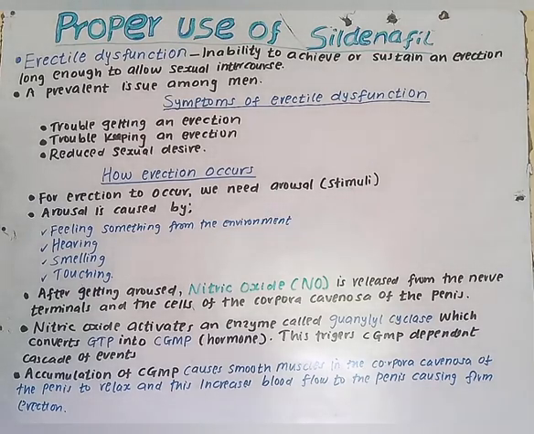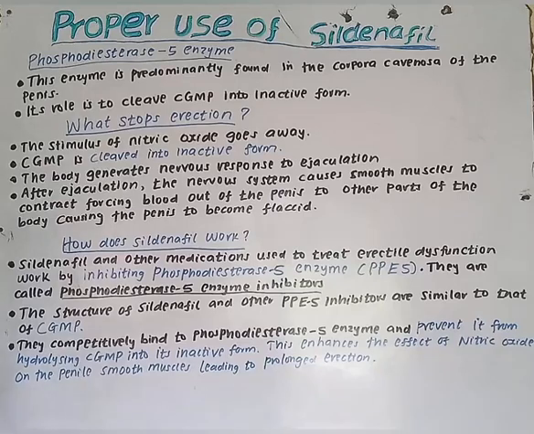So this triggers a cGMP-dependent cascade of events. Accumulation of cGMP causes smooth muscles in the corpora cavernosa of the penis to relax, and this increases blood flow to the penis, causing firm erection. Phosphodiesterase 5 enzyme. This enzyme is predominantly found in the corpora cavernosa of the penis. Its role is to cleave cyclic GMP into inactive form.